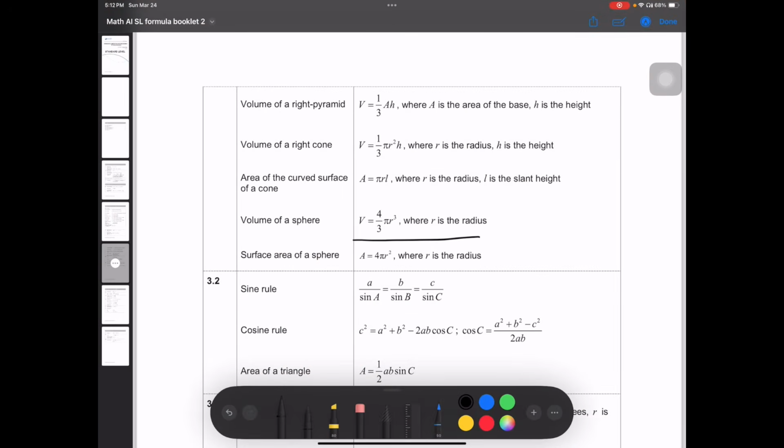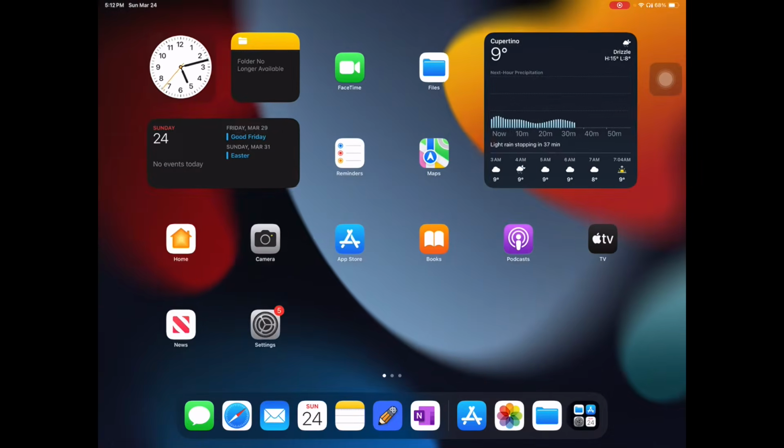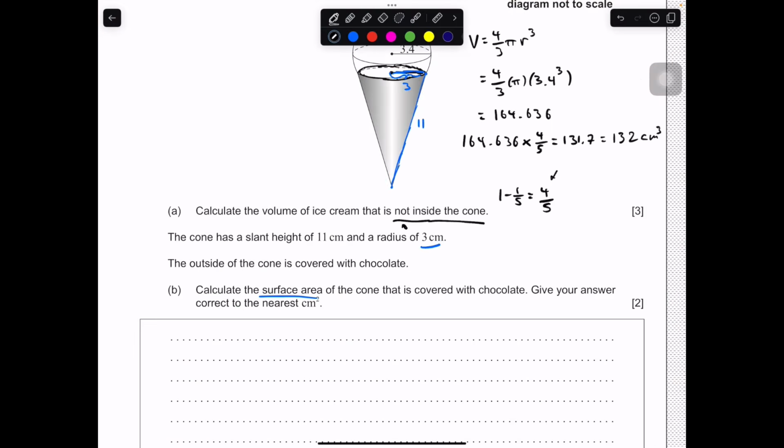Area of the curved surface of a cone. Area is equal to pi times r times L, radius and the slant height. So not a lot of manipulation that we need to do for this question, which is not too bad. So the surface area, this is part B, is given by pi times the radius times the slant height. Pi remains pi, the radius at the base is 3, and then the slant height is equal to 11.